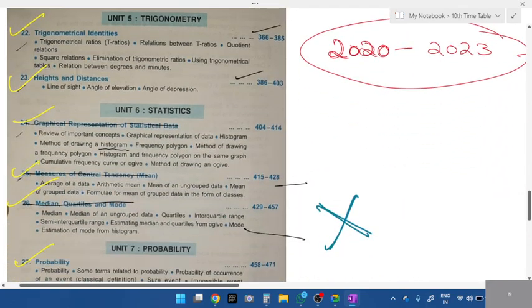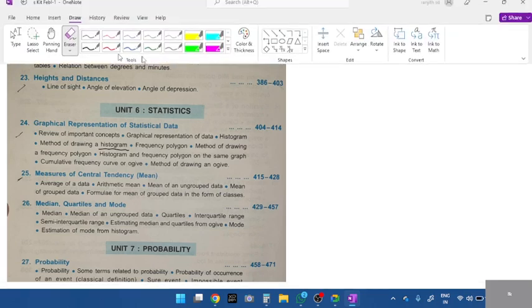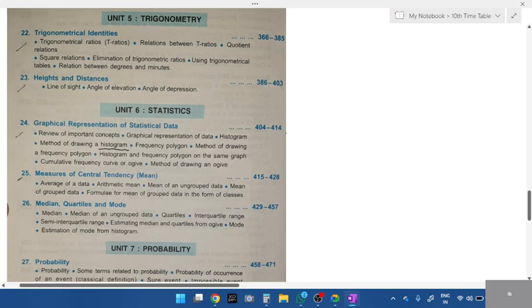What about trigonometry identities, heights and distance? Are you thorough with all these chapters? Respond. All of you unmute and respond. Trigonometry identities, heights and distance, graphical representation of data. See, these three are one. They are one. And probability.